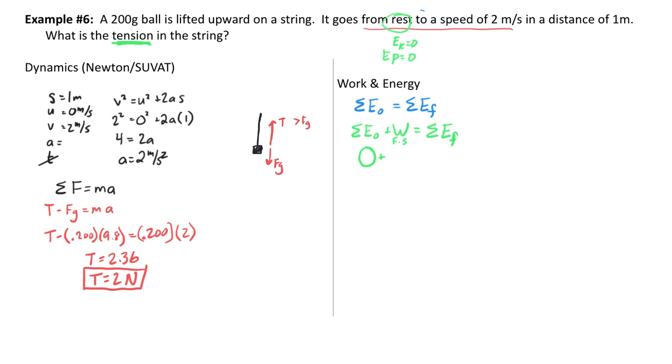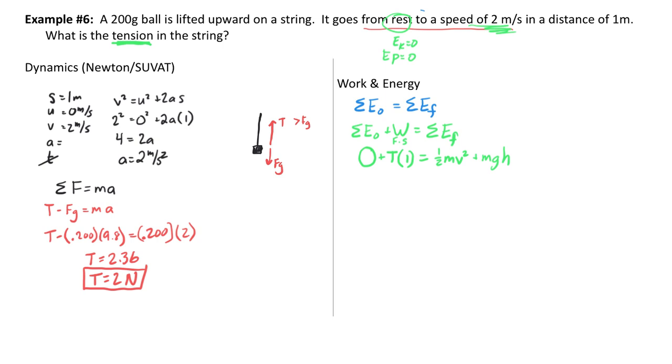So I want the work done by tension. I'm going to put the force being tension and the displacement being 1 meter. And then on this side, I'm going to have the final energy. At the end, it's going to have some kinetic energy, right? Because it's going to have that 1/2 times the mass times the v squared, because we know it has some speed there at the end. But it also has some gravitational potential energy, mgh, because its height has changed.